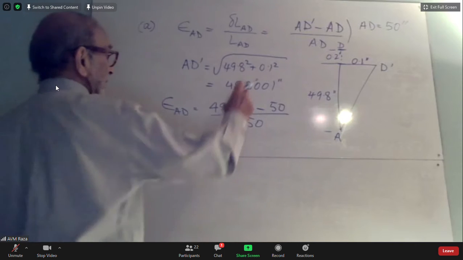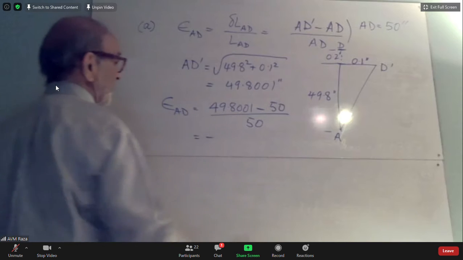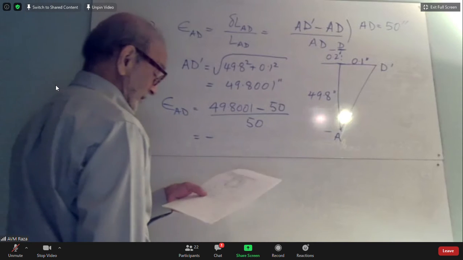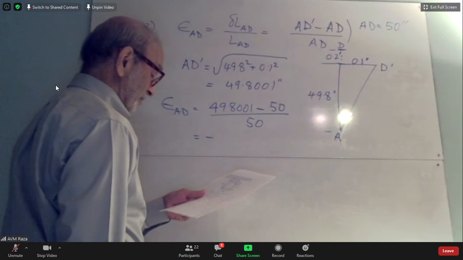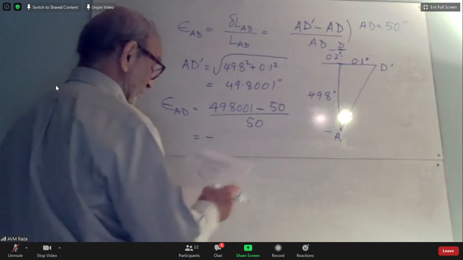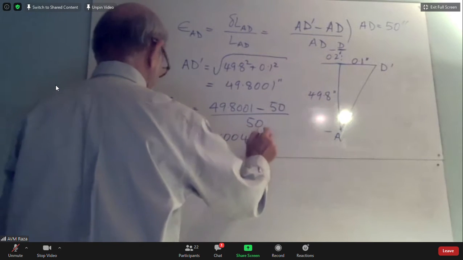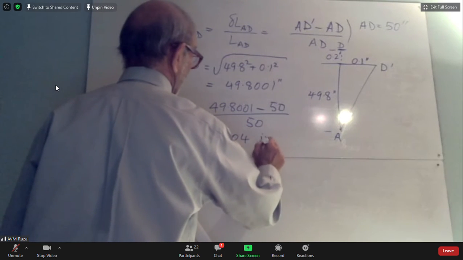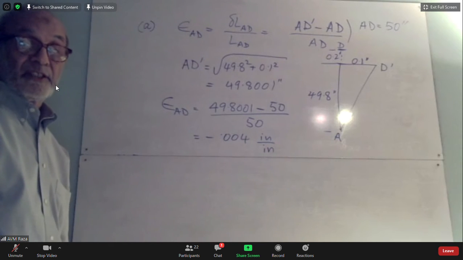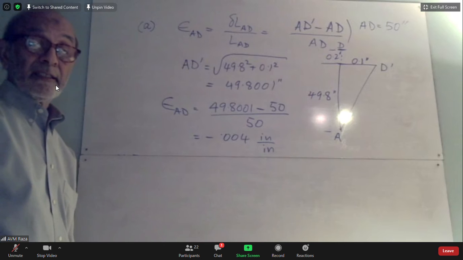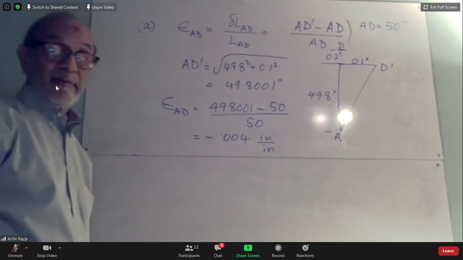So delta L over L, and this being larger, this will come out to be a negative number, and the math shows me it came out to minus 0.004 inch per inch. That's the epsilon AD then, the strain along AD. Everybody good?